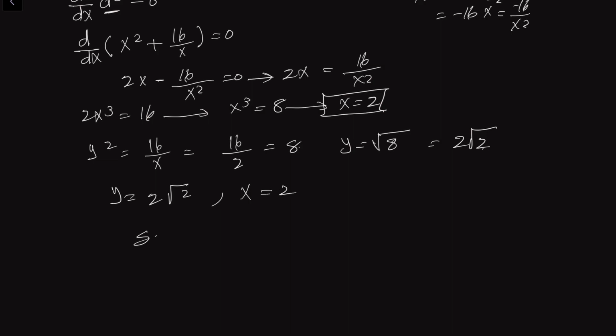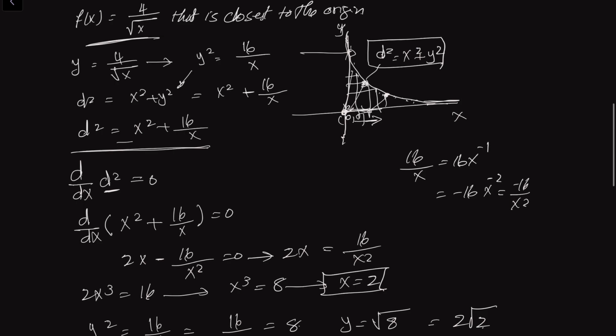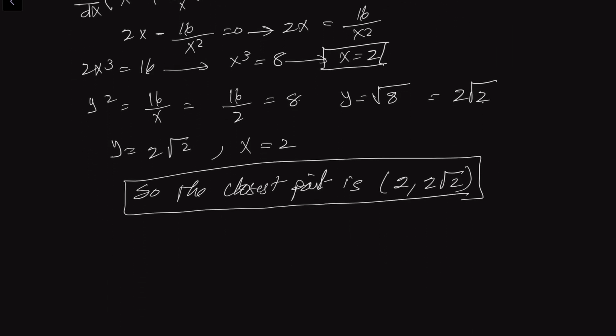So the closest point is x is 2 and y is 2 square root of 2. All right, there you have it.